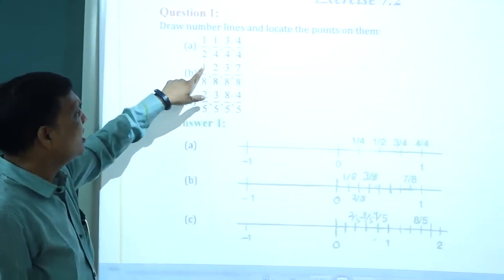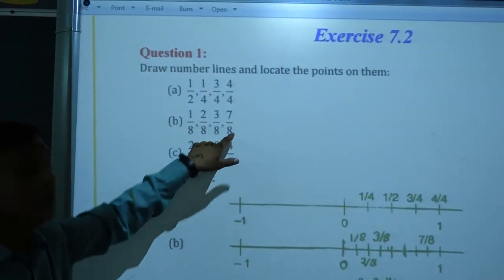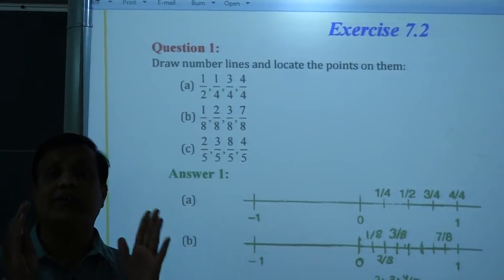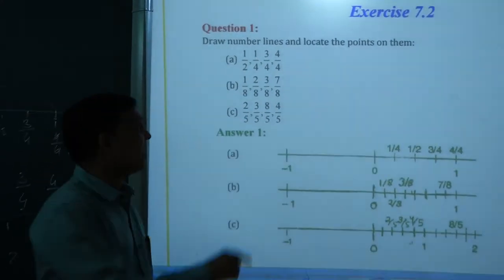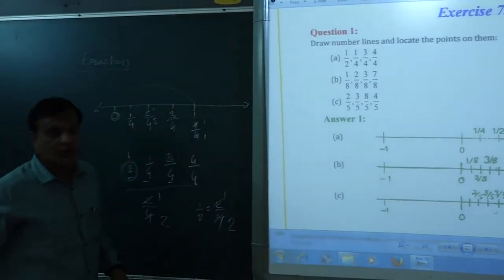The second question: 1 upon 8, 2 upon 8, 3 upon 8, 7 upon 8. So that one number, you divide into how many parts? 8 parts. Here are 8 parts. I am showing the same question on the board. Look at the board here.